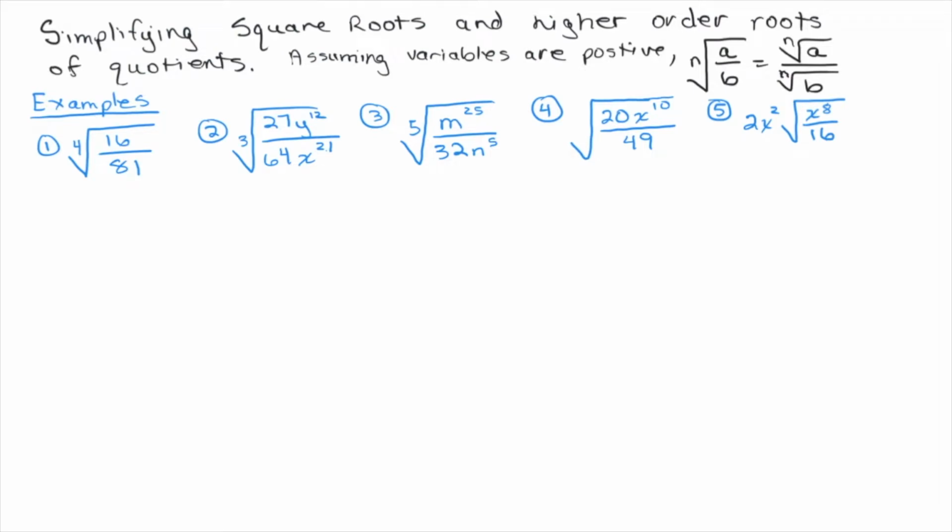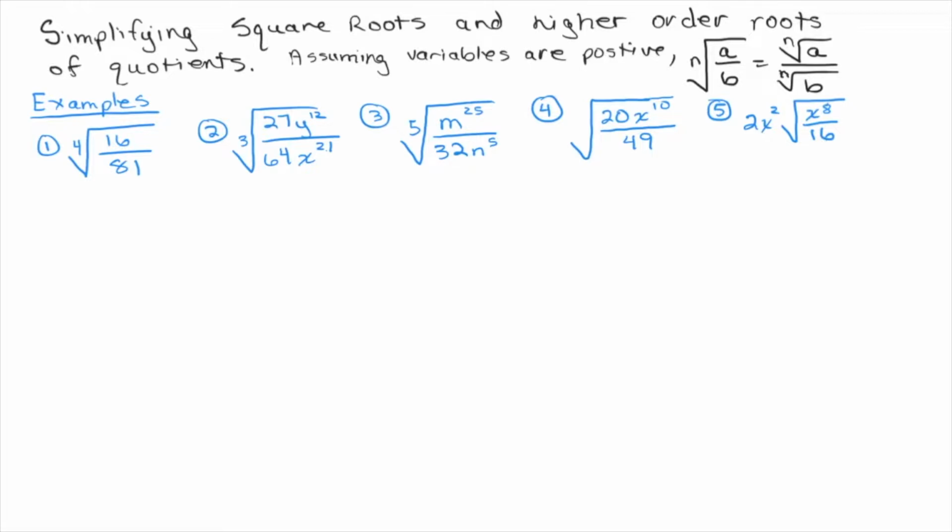We're going to simplify square roots and higher order roots of quotients. So assuming all variables are positive, we can use the rule that the nth root of a over b, which is a quotient, equals the nth root of a over the nth root of b. In other words, it's the nth root of the numerator over the nth root of the denominator. So we're going to do these 5 problems.